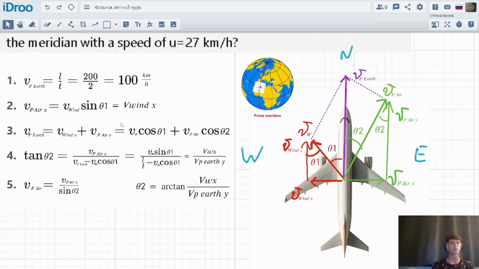And the horizontal component of the velocity of the wind equals the velocity of the wind times sine of θ1, because if we consider this triangle, we can notice that the horizontal component of the velocity of the wind is the opposite leg, and the whole velocity of the wind is the hypotenuse. So the hypotenuse times sine of θ1 equals the opposite leg, which means it equals the horizontal component of the speed of the wind.